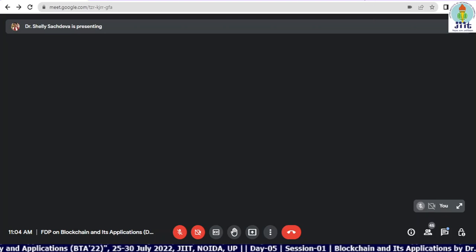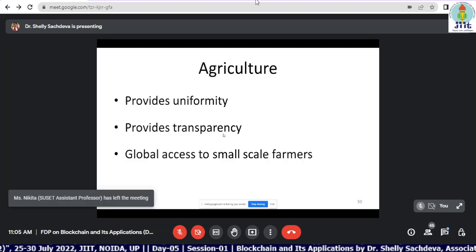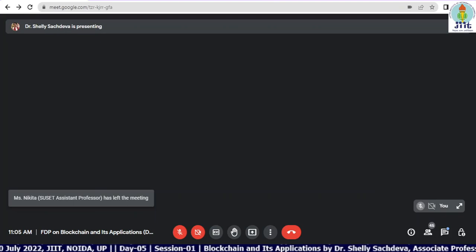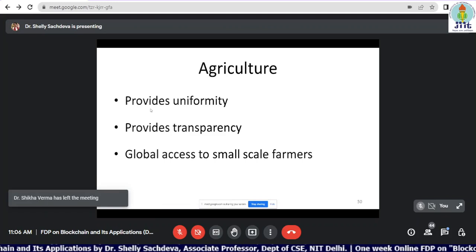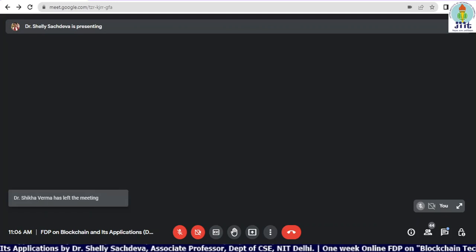So there are some papers and some things that are going towards agriculture, but it's very difficult to implement at this particular initial phase. But gradually and slowly, I guess we'll be moving towards it, and blockchain will be able to provide such advantages to this sector also. I'll talk about what the challenges are and why it is a little bit difficult in the agricultural domain. It has the advantage that it provides uniformity, it provides transparency, and it has global access for small-scale farmers. I'll show you an example in the next one also.